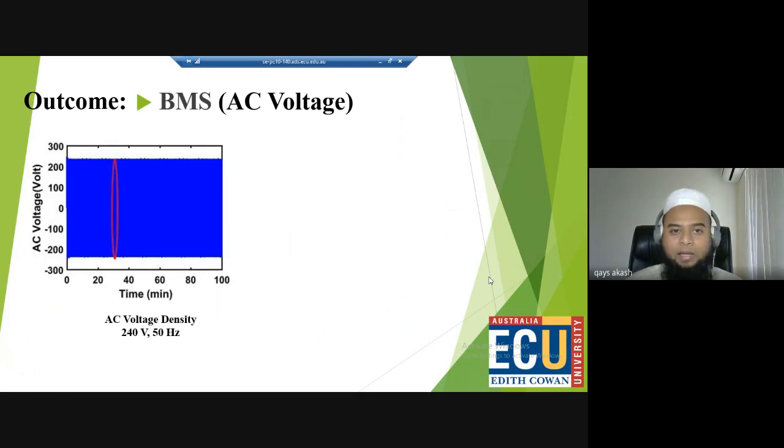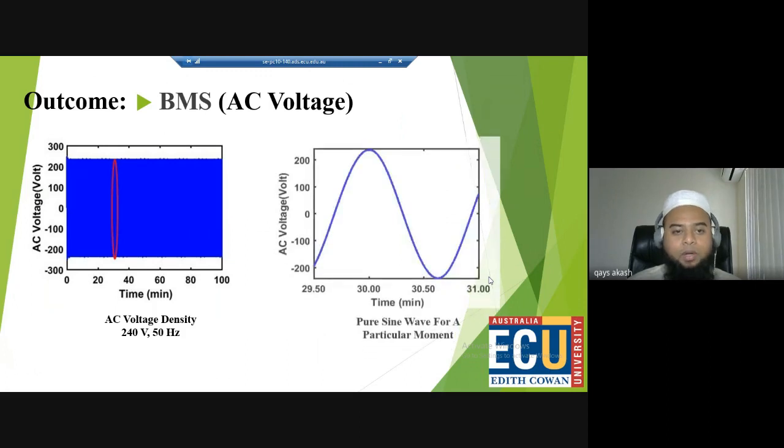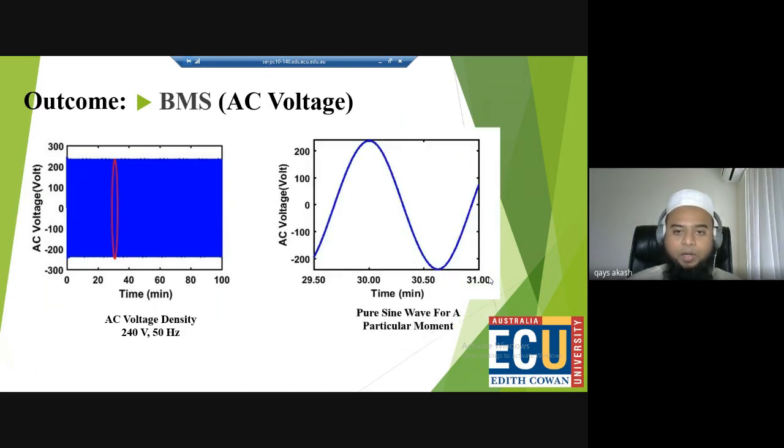As we said, for the battery management system, at first we got the AC voltage. If we look at the right side for this particular AC sector, we can see 244 volts, 50 hertz pure AC sine. So our laboratory environment, or the situation of this lab project, was fruitfully successful.